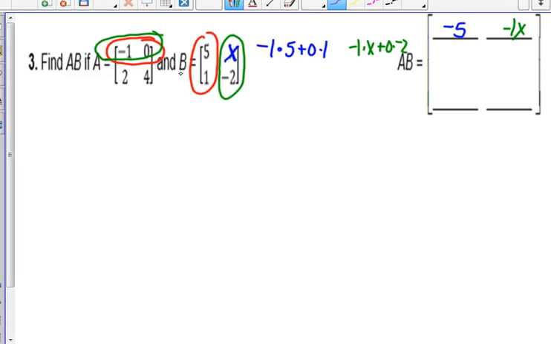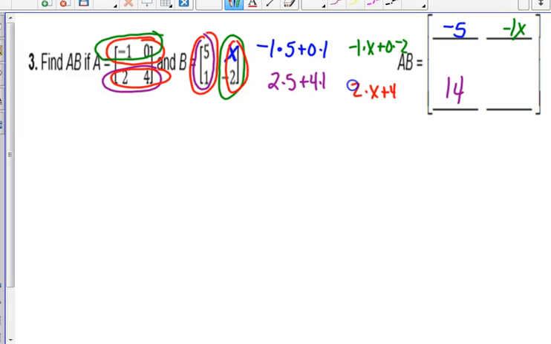Somebody else want to try the next one since I'm doing so well? So 2 times 5 is 10 plus 4 times 1 is 14. I'm feeling pretty good about this right now.